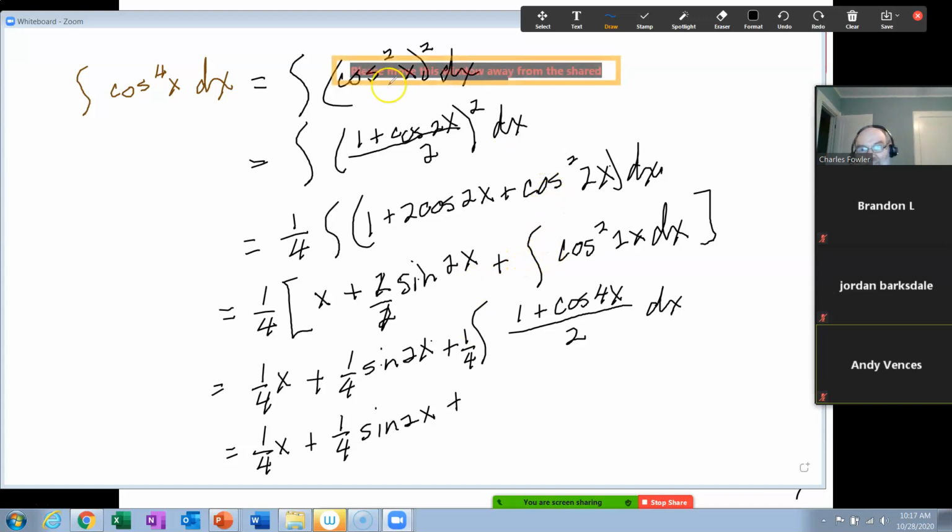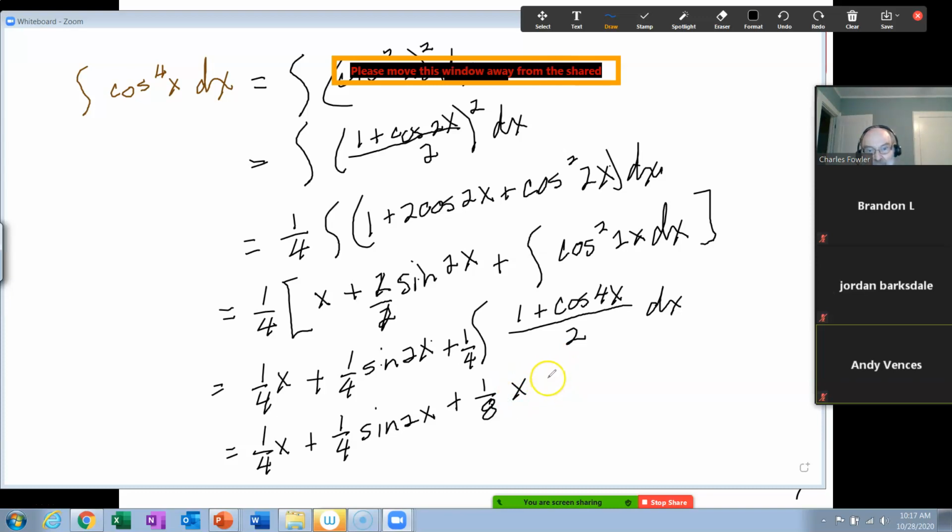We're going to do the same thing we did up here with the cosine squared, only we got a cosine squared 2x. So this is going to be 1 plus cosine 4x over 2. So this is where we've gotten to so far. 1/4 of 1/2, that would be 1/8. So this will be 1/8. 1/4 times 1/2, 1 dx, that would be another x here.